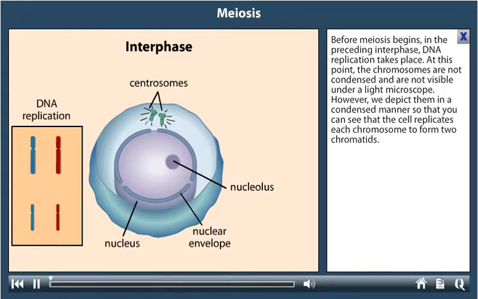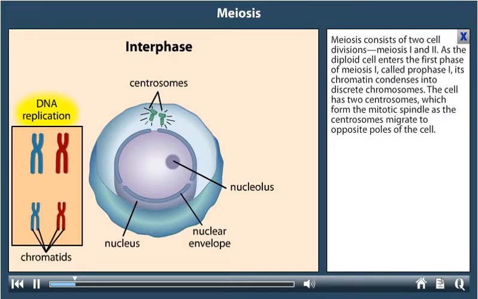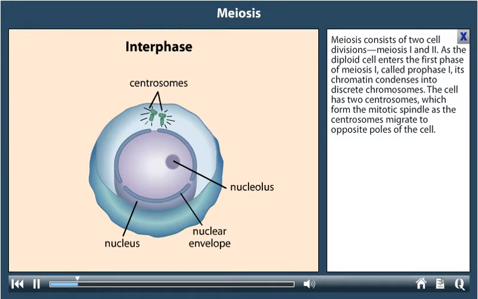Before meiosis begins, in the preceding interphase, DNA replication takes place. At this point, the chromosomes are not condensed and are not visible under a light microscope. However, we depict them in a condensed manner so that you can see that the cell replicates each chromosome to form two chromatids. Meiosis consists of two cell divisions, meiosis I and II.